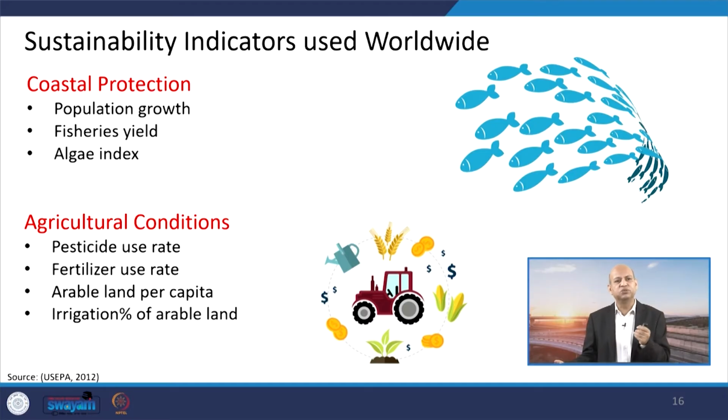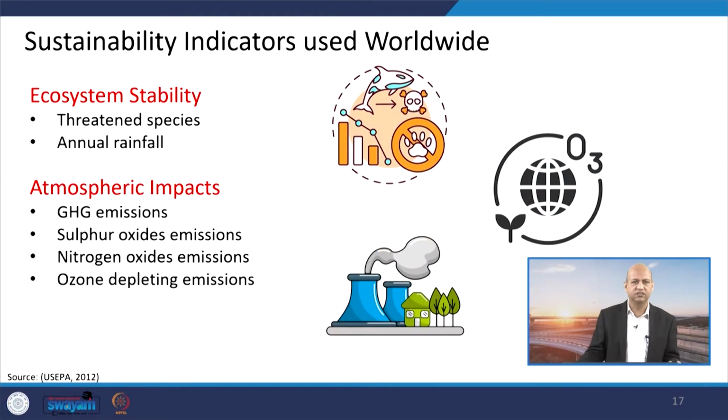Then fertilizer use rate or arable land per capita, irrigation percent of arable lands, those things are there for agriculture conditions. As you know, because of the wrong agriculture practices in several parts of India, groundwater has gone very deep. So, all these things we have to see, these are the part of the agriculture conditions, and those can be the indicators. When we talk about ecosystem stability, then again some species may be there which are endangered. So, we have to see their numbers, their population, annual rainfall.